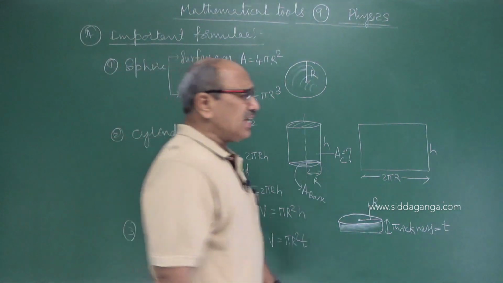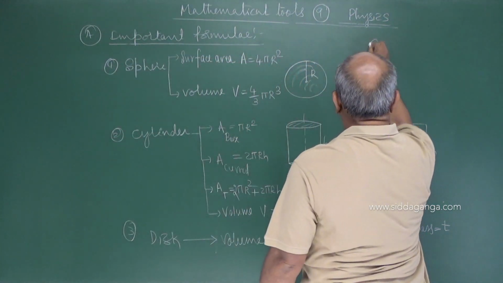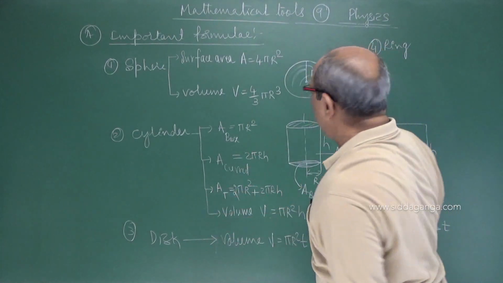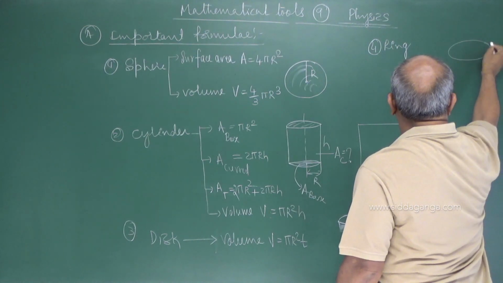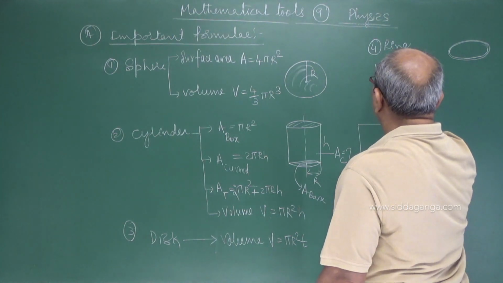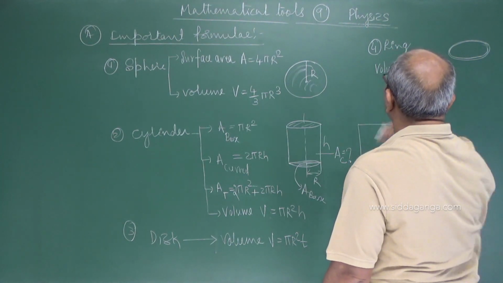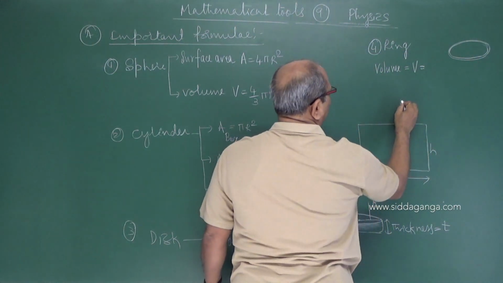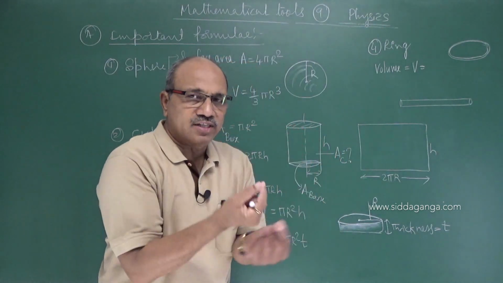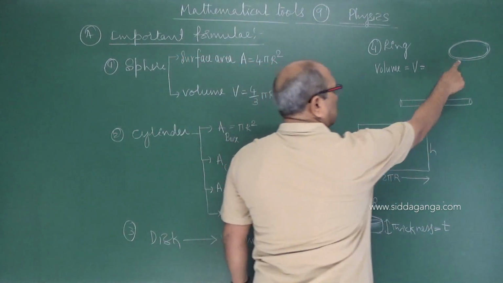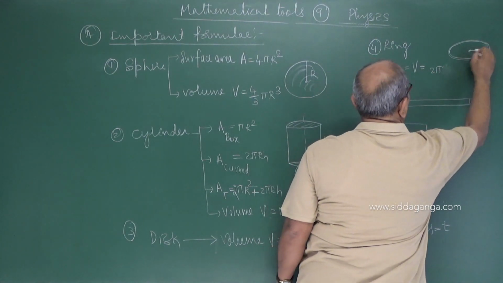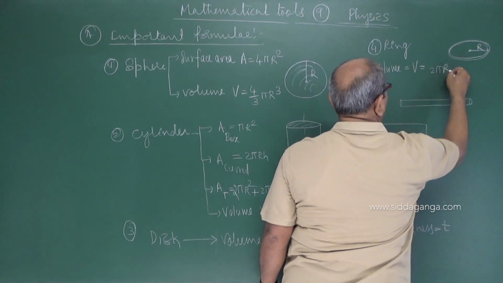If I come to the ring, you may understand it is a form like this. Even here I go for volume only. V is equal to, when I open this, it becomes a thin wire that you bent in the form of a circle. So it has a length of 2 pi r, no doubt, if r is the radius of the circle.